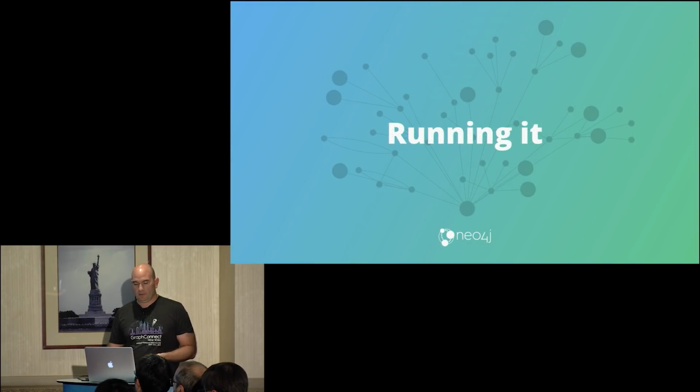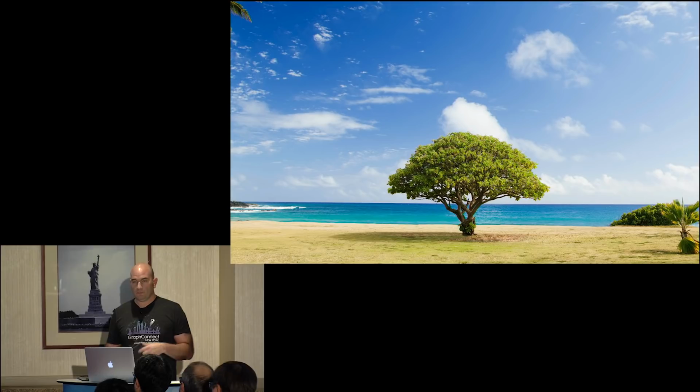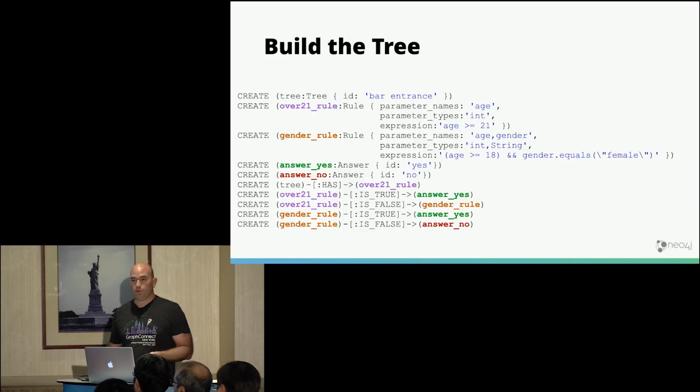So let's try running it, right? And I'm not going to mess with the demo gods, and I'm going to do it dynamically. Once again, we need to bring back Cypher in this case, because we have to build a tree. So how do we build a tree in Cypher? Create a tree node, right? Create some rules. The first rule says over 21. The second rule is a gender rule, over 18 and some gender.